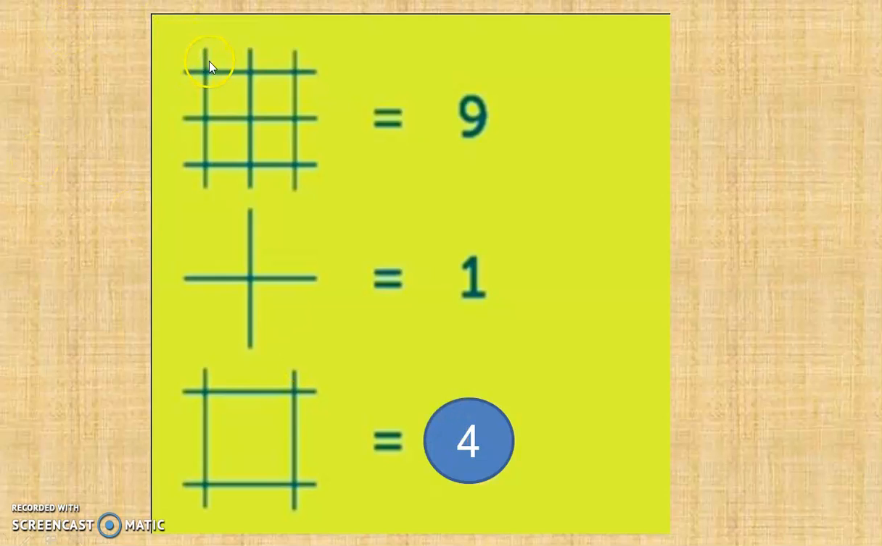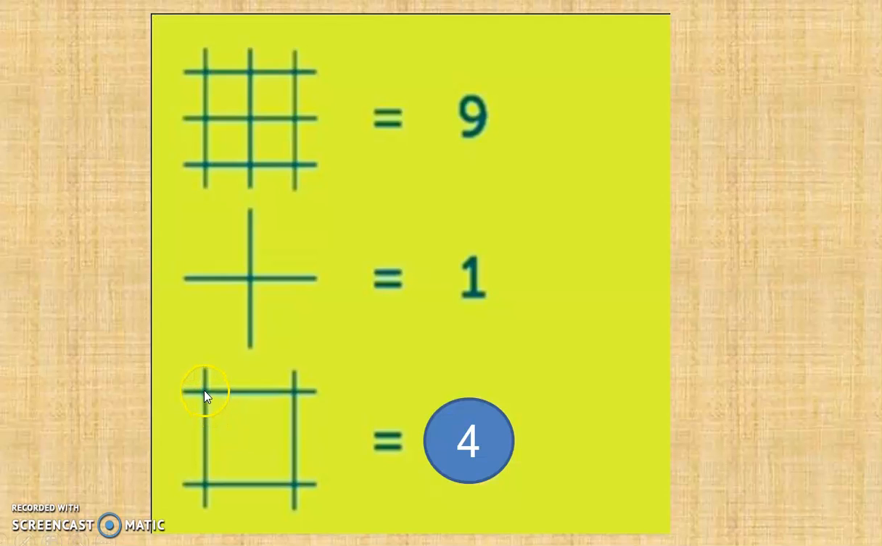See here the joints, or else the intersections, right? How many corners are there like that? That means the joints. 1, 2, 3, and here 4, 5, 6, then 7, 8, and 9. So totally 9 joints are there. So the value for this is 9. Here if you could see, only one joint is there, right? So the value for this is 1.